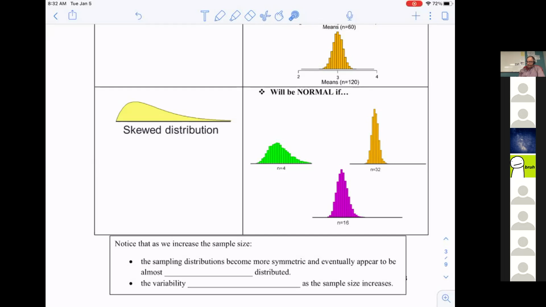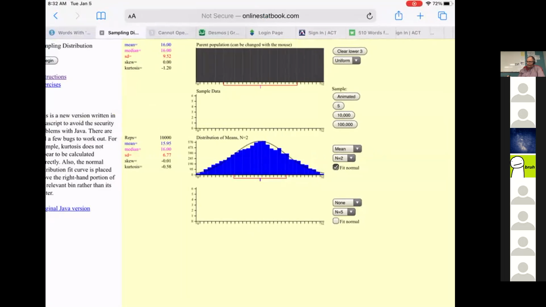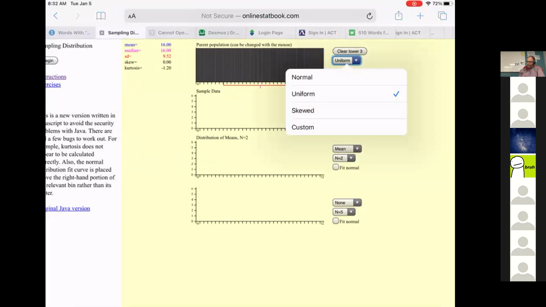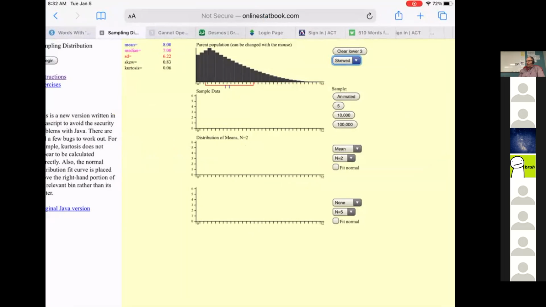Let's talk about a skewed distribution. What happens on a skewed distribution? And again, this is what's supposed to be the activity today, but I don't want the normal on there. We're going to clear the lower 3. We're going to change this to uniform, and now we're going to change this to a skewed distribution. Okay, so here is a distribution that is clearly skewed to the right. Okay, and I want to see what happens to that sampling distribution.